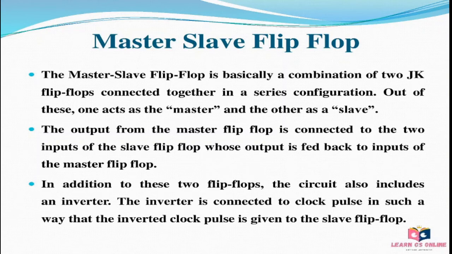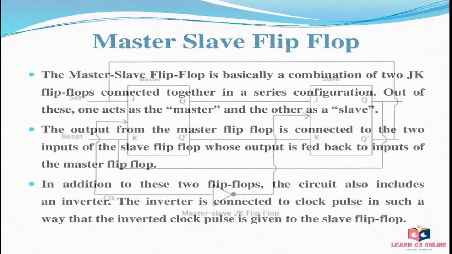In addition to these two flip-flops, the circuit also includes an inverter. The inverter is connected to clock pulse in such a way that the inverted clock pulse is given to the slave flip-flop. In other words, if Cp is equal to 0 for a master flip-flop, then Cp equal to 1 for a slave flip-flop, and if Cp equal to 1 for master flip-flop, then it becomes 0 for slave flip-flop.